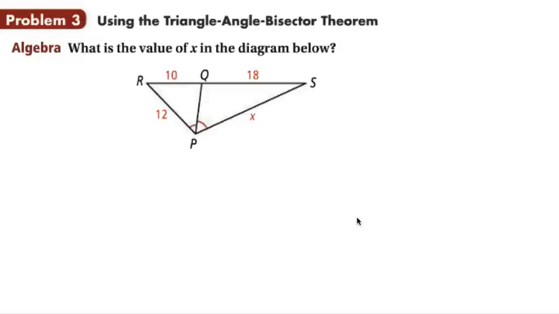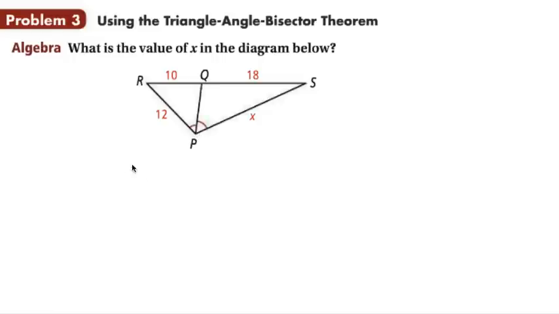So let's take a look at how we would use that to solve this problem. What is the value of x in the diagram below? Well, since we have both lengths of this hypotenuse of the triangle, we can go ahead and use the triangle angle bisector theorem. Since this is bisecting the angle, we have PQ is an angle bisector.